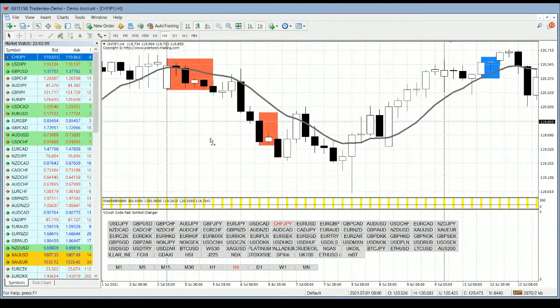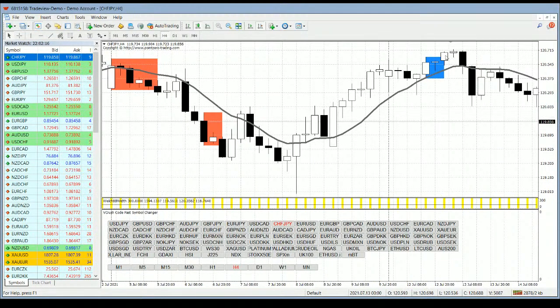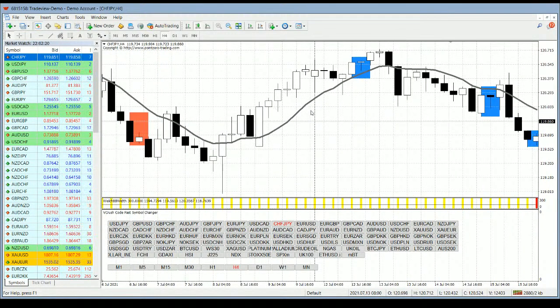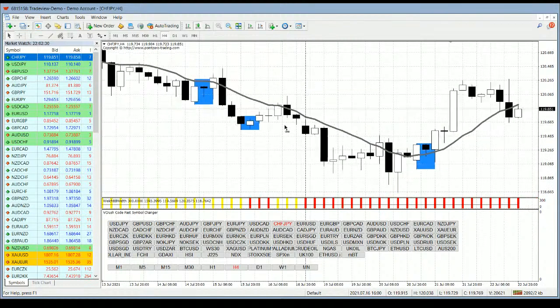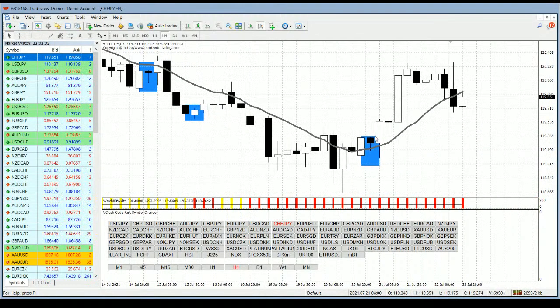But if you see it as a blue color, it means the inside bar is broken upwards, that is bullish. It was broken going forward, going upward, that is bullishness. That is why it's blue. Anywhere you see a blue one, it means that it is broken going upward.